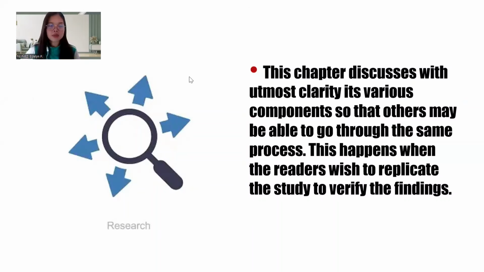As we have discussed in my previous video and in our class, chapter 3 discusses the clarity of its various components so that others may be able to go through the same process. This happens when the readers wish to replicate the study to verify the findings. So during your literature review, when you present your article, you are being asked how the research was conducted. That's why in chapter 3, it's very important to detail the methods you have used in order to come up with your result.